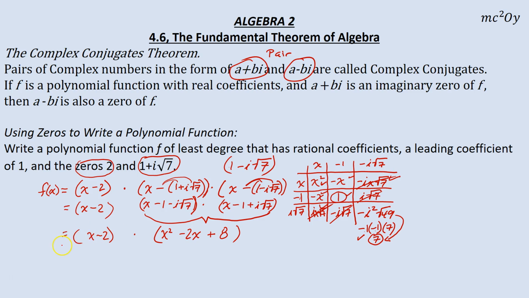So you've now simplified it a little more. I'm going to distribute here. I'm just going to go x times x squared to multiply this out. That's x cubed. X times negative 2x is negative 2x squared. X times 8 is 8x. Negative 2 times x squared, negative 2x squared. Negative 2 times negative 2x is positive 4x. And negative 2 times 8 is negative 16.